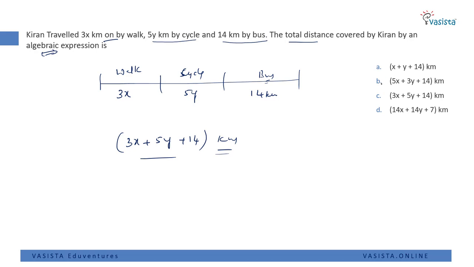So option C is the right one, 3x plus 5y plus 14. Option C is the right one.